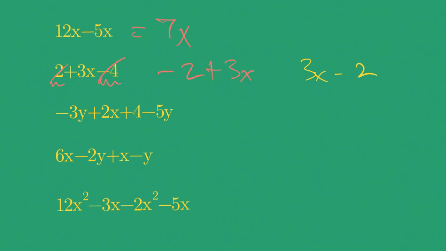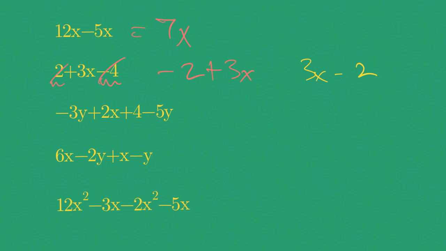Somebody, yes, sir. Negative 3y plus 2x plus 4 minus 5y. Good. And what I like about that is he's already recognizing that minus 5y is really kind of like a negative 5y. But as we read it, we're probably going to pick it up like a minus sign. Okay? Good job. So negative 3y plus 2x plus 4 minus 5y.